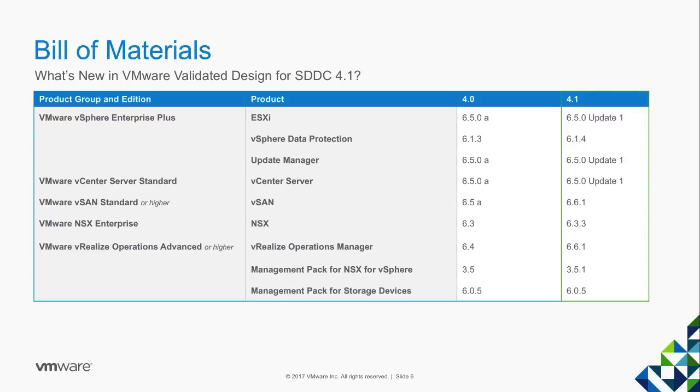Now let's do a quick side-by-side comparison between the 4.0 and 4.1 release. And here you can see where vSphere has been updated from 6.5 to 6.5 Update 1. NSX has moved to 6.3.3, that major update for vSAN to 6.6.1, and vRealize Operations Manager going from 6.4 to 6.6.1. You may also notice that there seem to be less content or less management packs listed for vRealize Operations Manager. I'll touch base on that a little bit later, but rest assured they're still there.